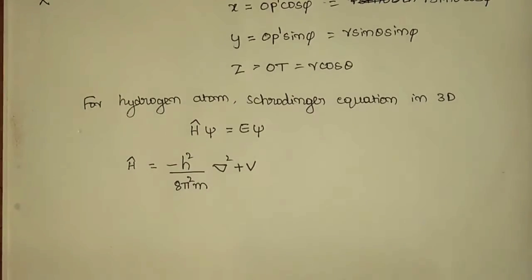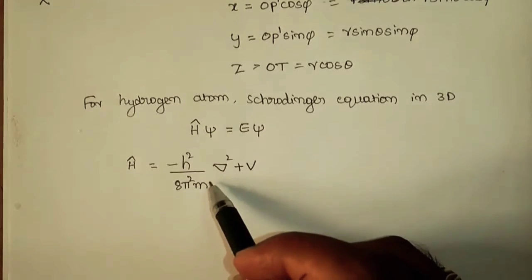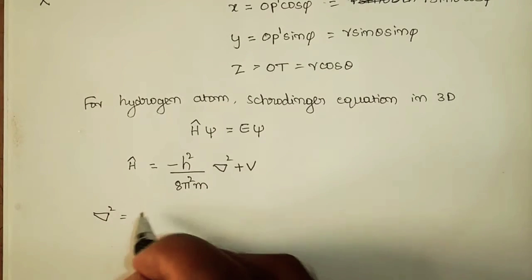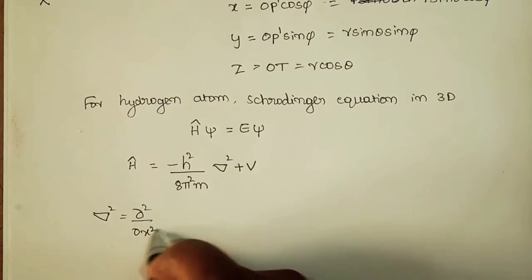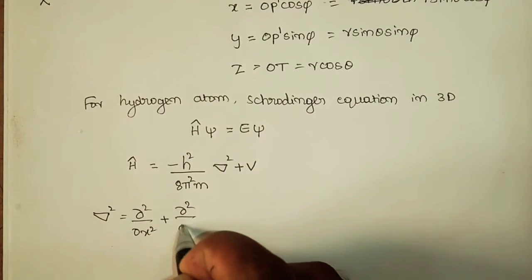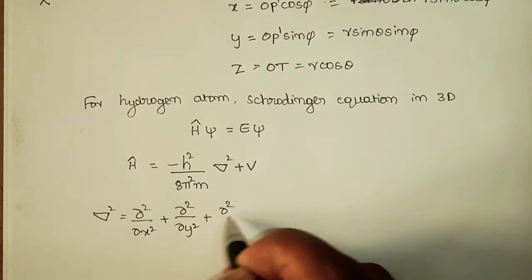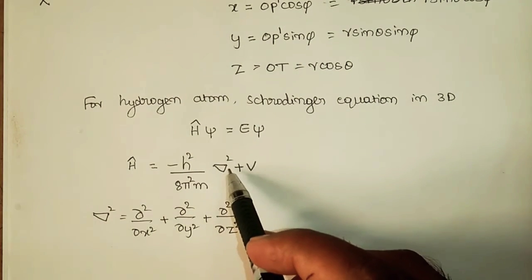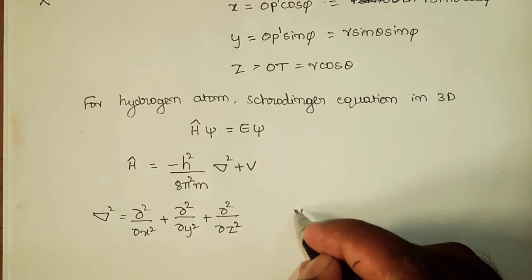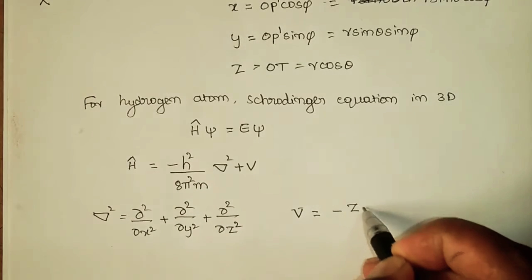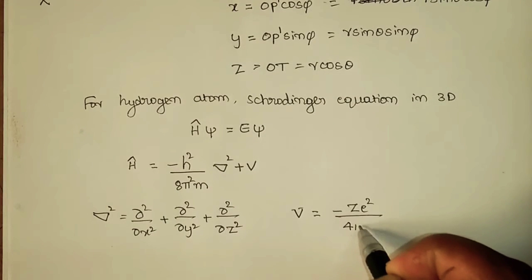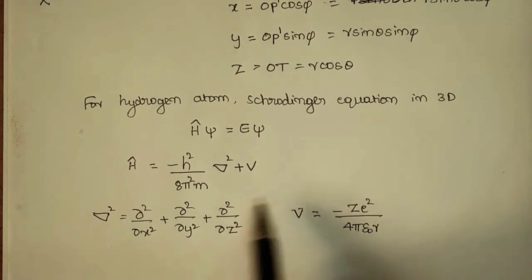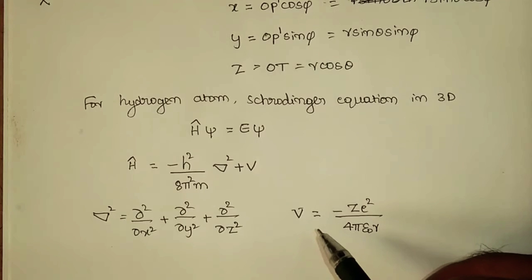And here we have one more operator, that is del square, that we call the Laplacian operator, right? So we know that del square is equal to dou square by dou x square plus dou square by dou y square plus dou square by dou z square. That is the Laplacian operator del square, and V is the potential energy, which is given by minus Z e square by 4 pi epsilon naught R. So we are already aware of that.